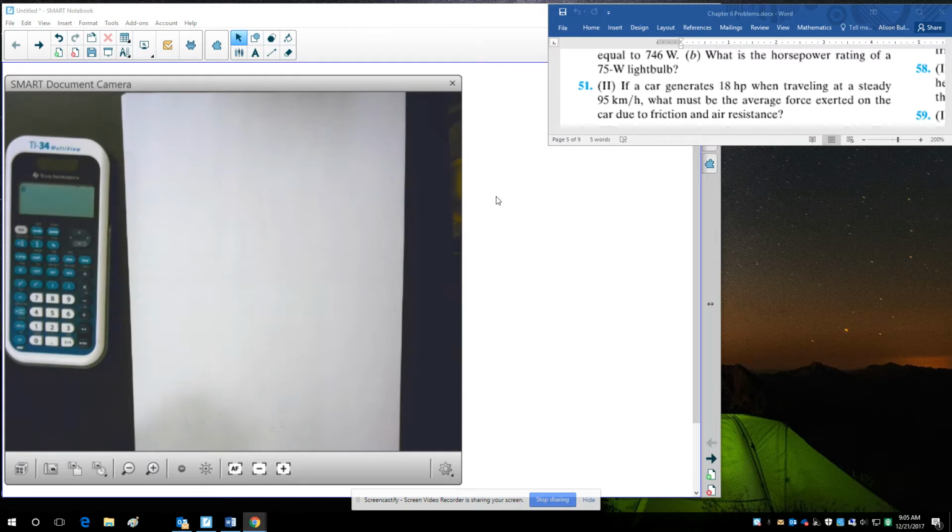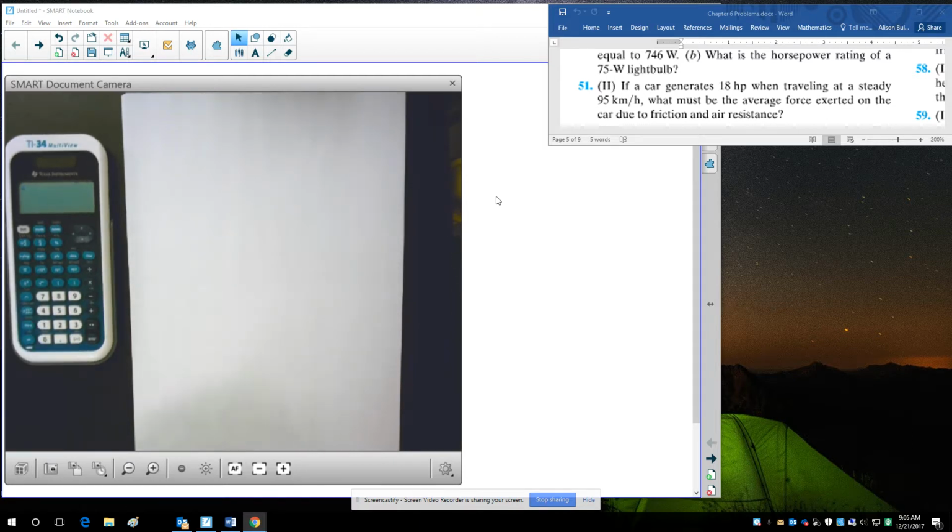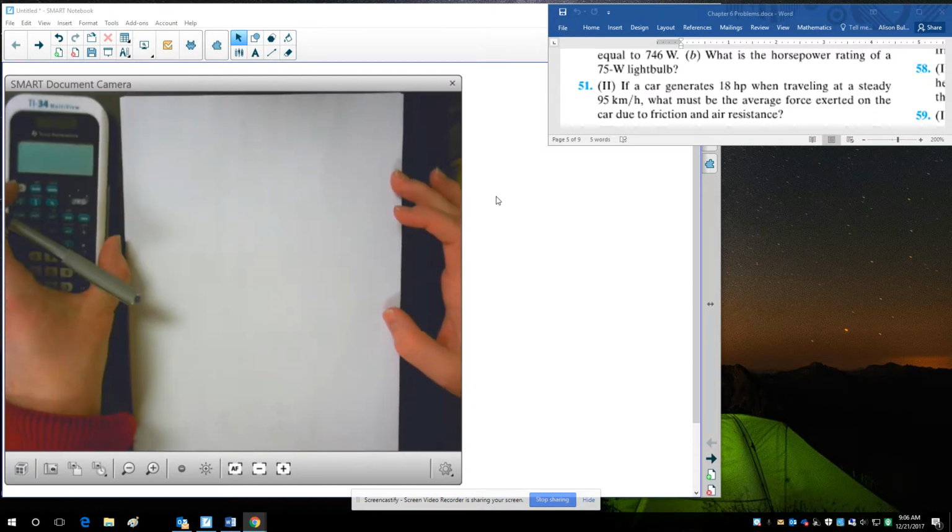Hi, AP Physics students. Another Chapter 6 problem that I've had a couple of questions about is number 51. And this is a problem about power, which we only just touched on in the last video lecture. So it's not surprising that you're having questions here. So let's review again what power means.